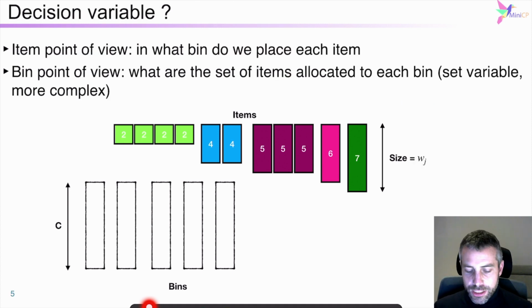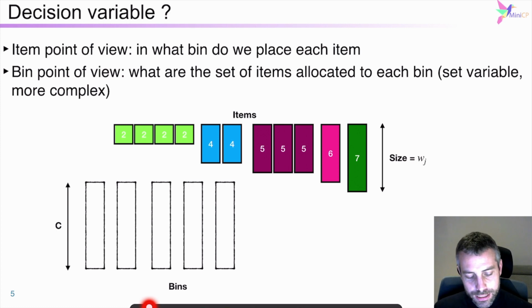So what decision variables can we choose for this problem? There are two different points of view. The first one is the point of view of the item: you can decide for each item in which bin you would like to place it. The second is the point of view of the bin: in terms of bins, you decide what is the set of items allocated to each bin.